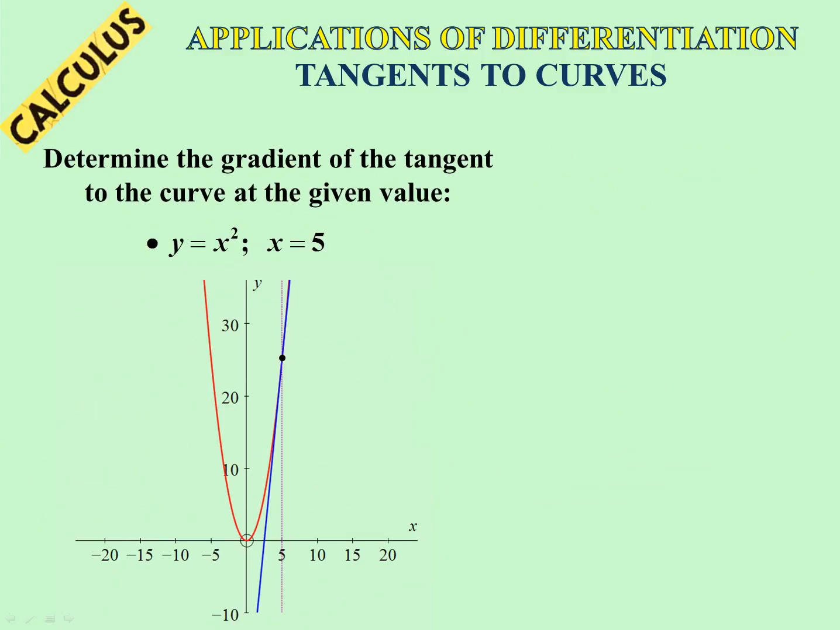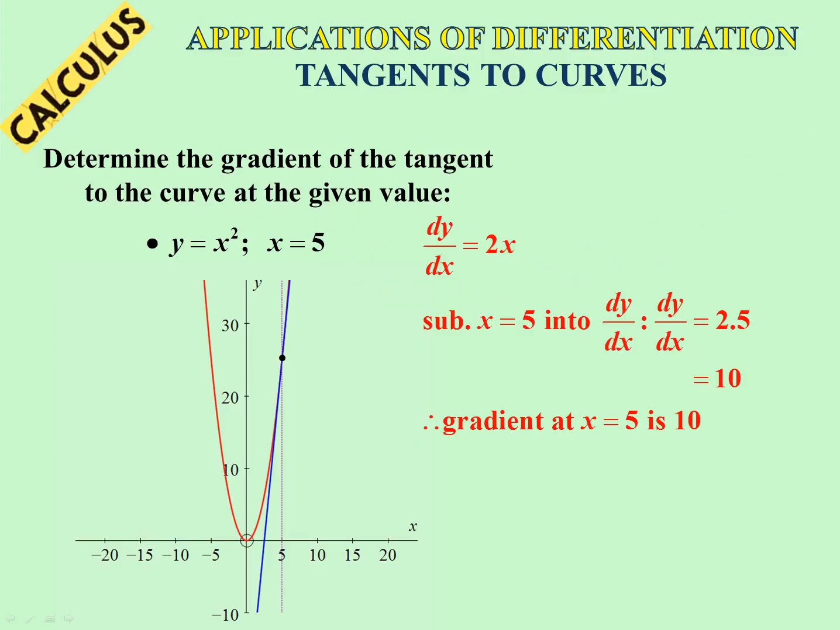Right, determine the gradient of the tangent to the curve at the given value. Think derivative. Gradient of the tangent to the curve. Determine the derivative at x equals 5. Well, let's find the derivative. Substitute x equals 5. You get 10. So the gradient at x equals 5 is 10.